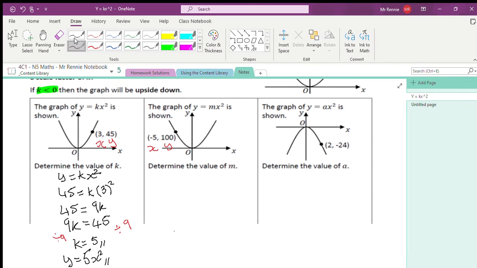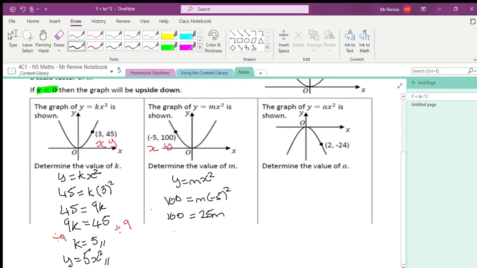I am then going to write down what my equation is to start answering this question. So it's going to be y equals mx squared. Then substitute my values in, so it's going to be 100 equals m times negative 5 squared. Dealing with the right hand side, negative 5 squared is negative 5 times negative 5. Well, we know if we square a negative, it stays positive, it doesn't stay negative. So that's going to be 25 lots of m there.